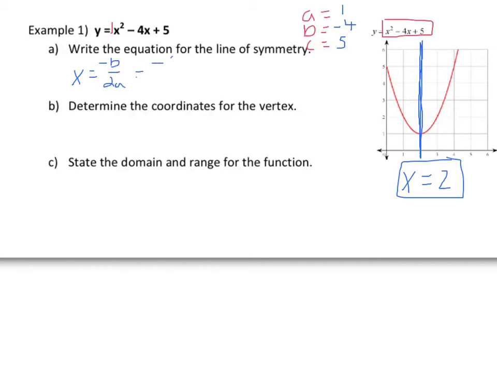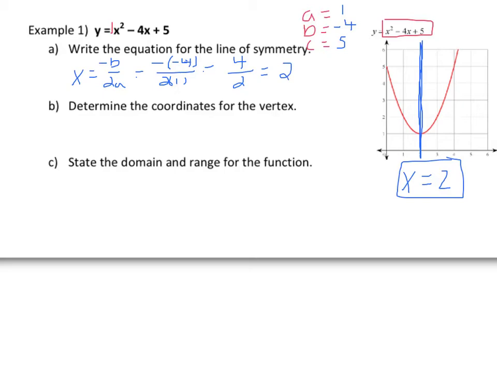So the opposite of b, and the b is -4, over 2 times a, which is 1. So the opposite of -4 is a +4. 2 times 1 is 2, and that gives us a 2. So x equals 2 is correct.